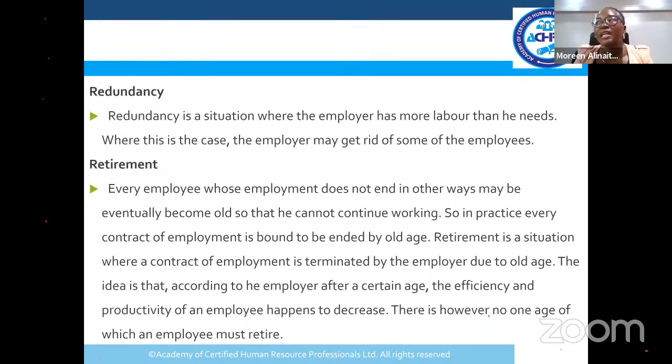For example, the other day I saw an advert on the internet where they were advertising for 5 high court judges, 5 high court judges, and they say retirement at the age of 60 with an option of choosing 50. And you can also increase the age of retirement.